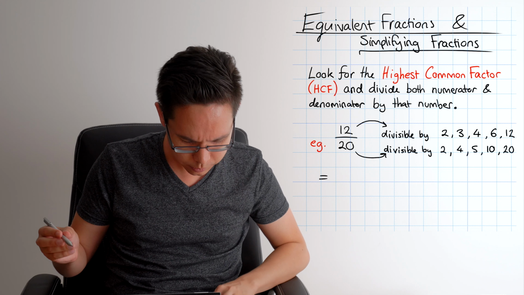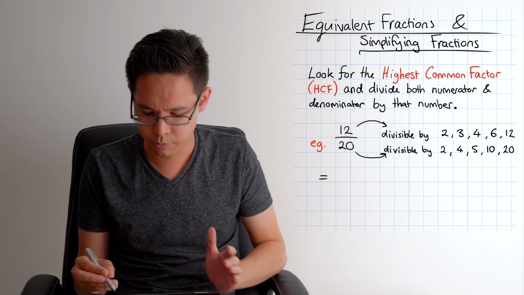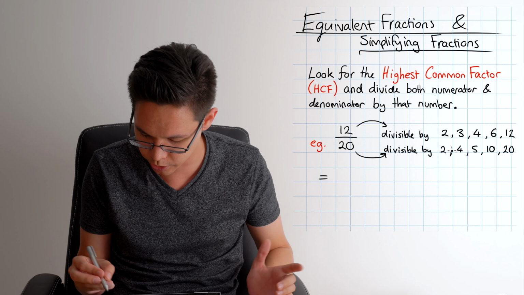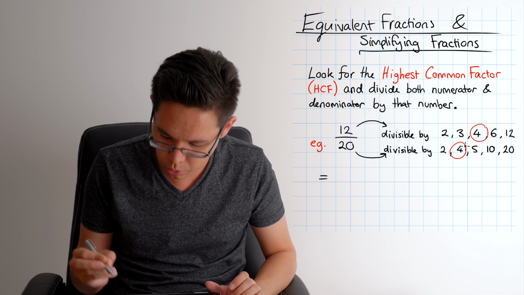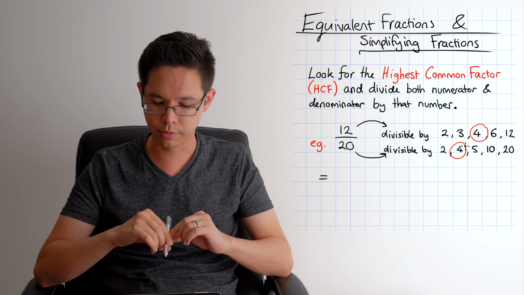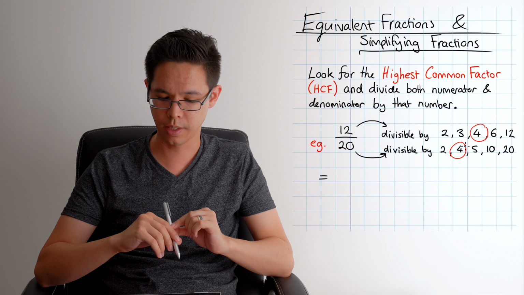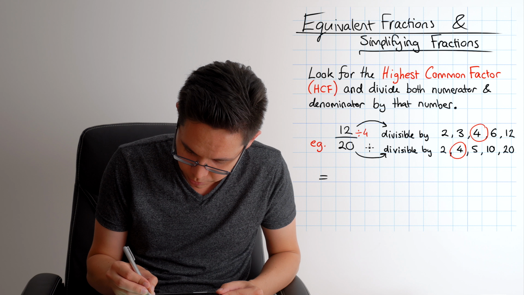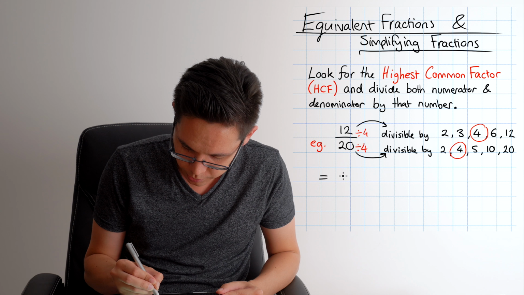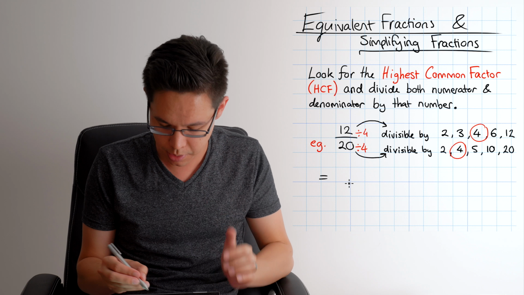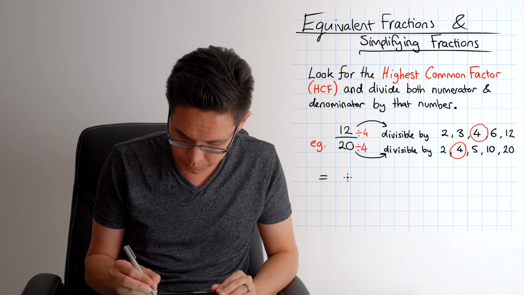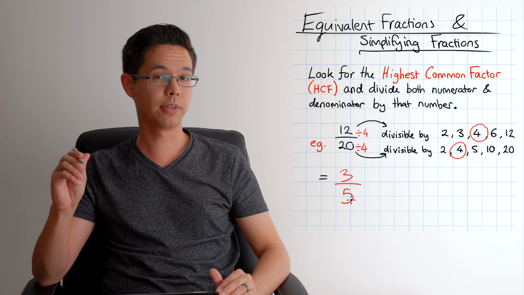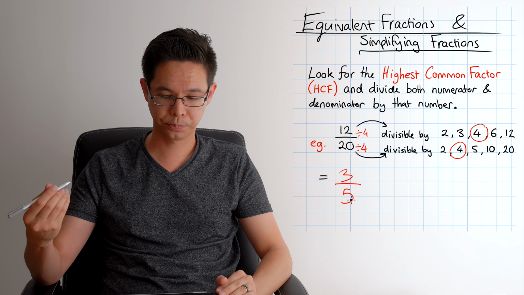And here I can look for what number is common to both the numerator and denominator, but also the biggest value I can see on my list. In this case, the number 4 is the biggest value that I have that can divide both the numerator and denominator. So basically, I could do this problem by dividing this by 4 and dividing this by 4, and I should get the simplified fraction. So 12 divided by 4, well, that gives me 3. 20 divided by 4, well, that gives me 5. So my simplified fraction is actually 3/5.